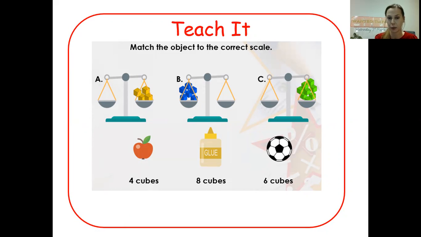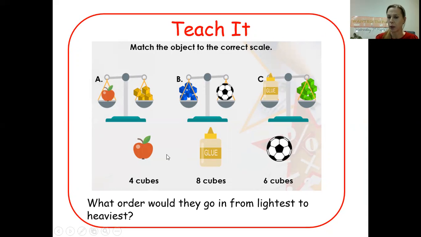Okay, so the apple weighs 4 cubes, so hopefully you can see that the yellow cubes are 1, 2, 3, 4, and that would go there. The glue stick weighs 8 cubes, so hopefully you have counted the green ones, 1 to 8, to see that the glue stick goes there. And then the ball weighs 6 cubes, and we've got 6 blue cubes there, so the ball would go there. Well done if you got that right.